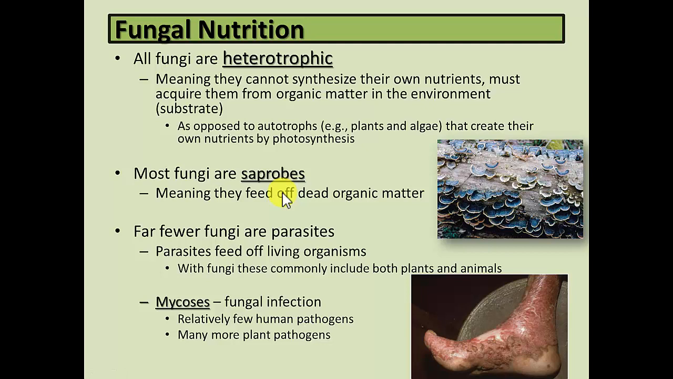Now, there are some that are parasites, meaning that they do get their energy from a living organism, and that means that they obviously cause potential problems, infections, and disease. So those that have the potential to lead to infection cause what is called mycosis. Mycosis is a term for a fungal infection. Now, luckily, there's not very many human pathogens and not very many animal pathogens. There are, however, quite a few plant pathogens.